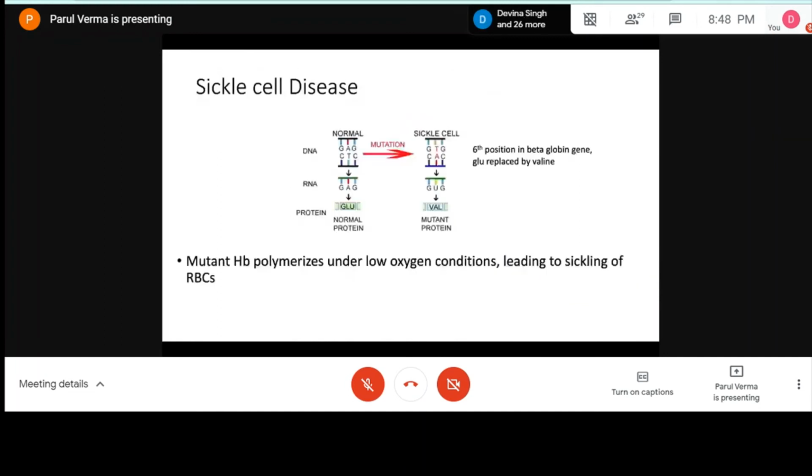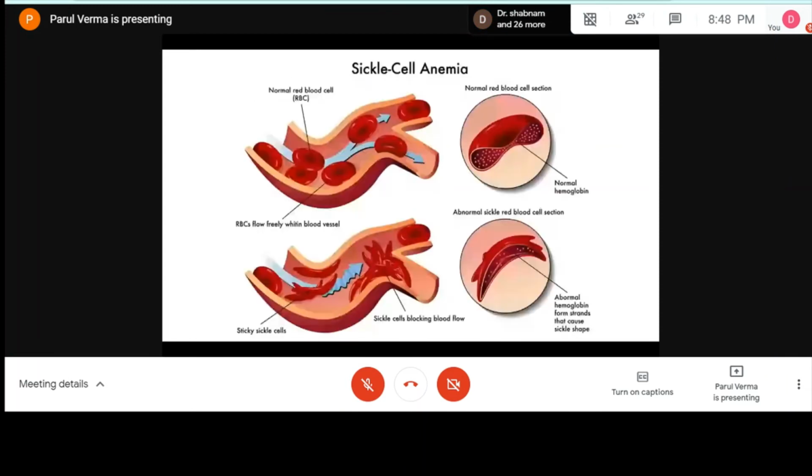So the next group of disease which I will discuss is sickle cell disease. Sickle cell disease is caused by a mutation in the hemoglobin gene, where at the 6th position of the beta globin gene, glutamic acid is replaced by valine. This mutant hemoglobin polymerizes under low oxygen conditions, which leads to sickling of RBCs. This diagram shows what happens in sickle cell disease. This is the normal RBC with normal circulation, while in sickle cell, because of the mutant hemoglobin, these RBCs alter their shape and they polymerize.